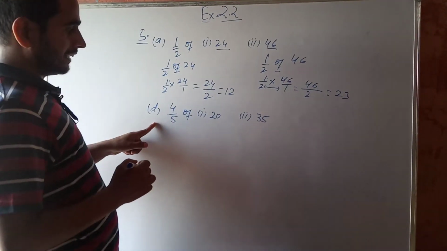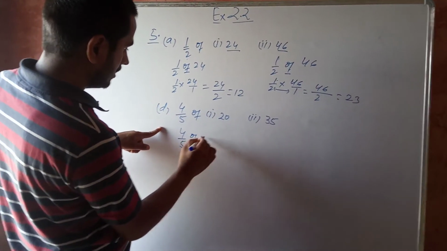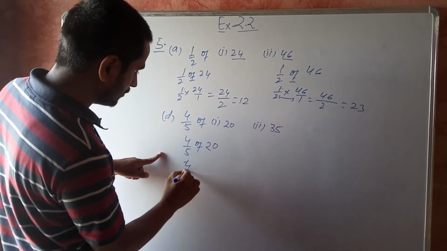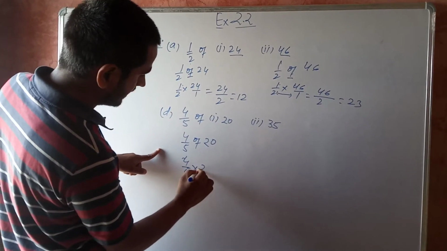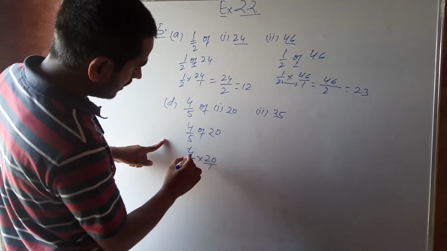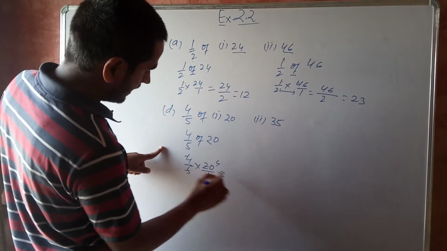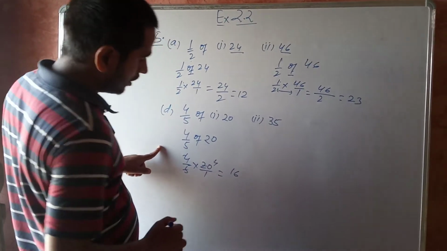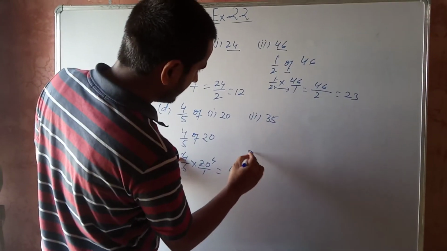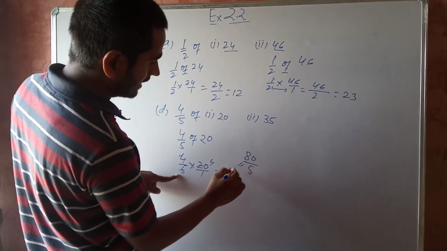Now coming to D, we will find the 4 by 5 of this 20. Okay, meaning of "of" is multiplied. So I write here 4 by 5 into 20. We can write this 20 as 20 by 1. You can solve here 5 4's are 20. Okay, now 4 4's are 16. Or you can solve by multiplying 4 into 20, 80 by 5 into 1, 5. Now on dividing 80 by 5, we will get again 16.